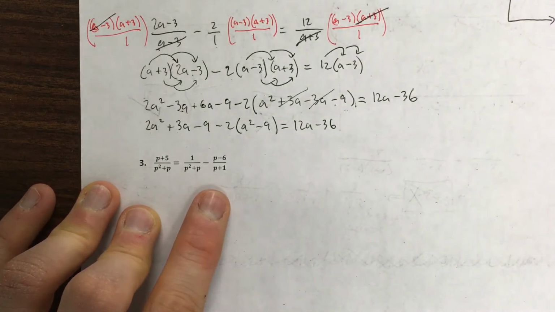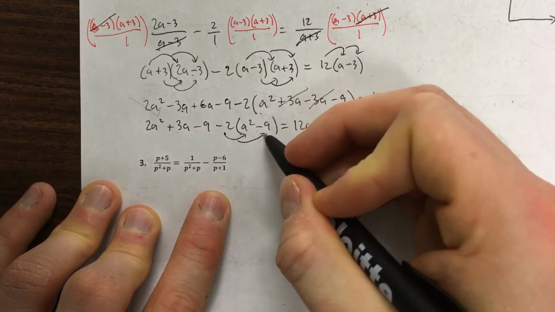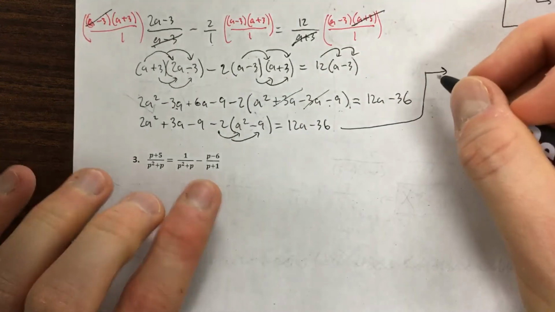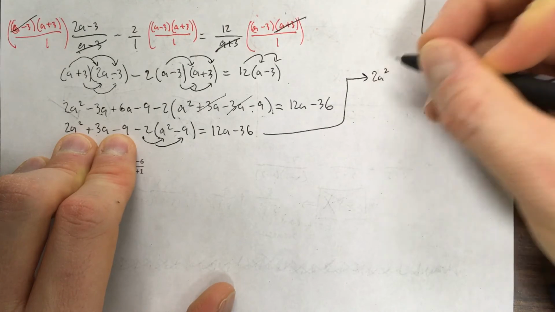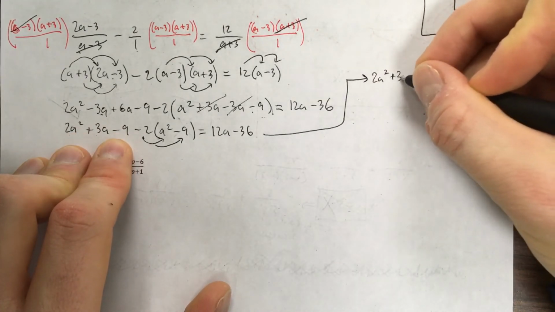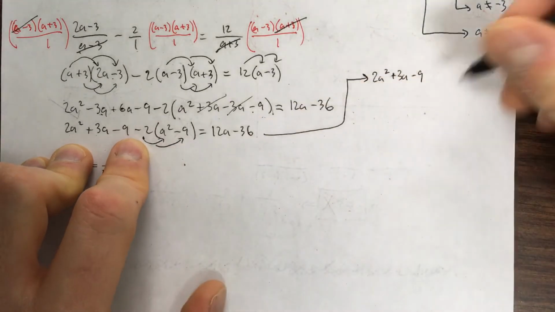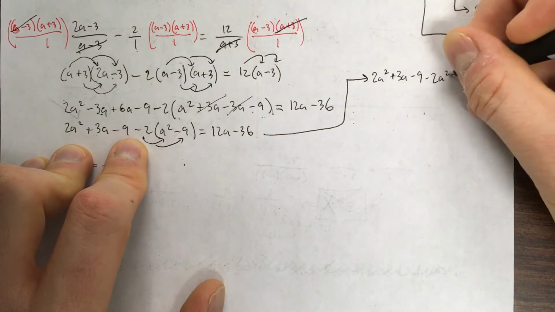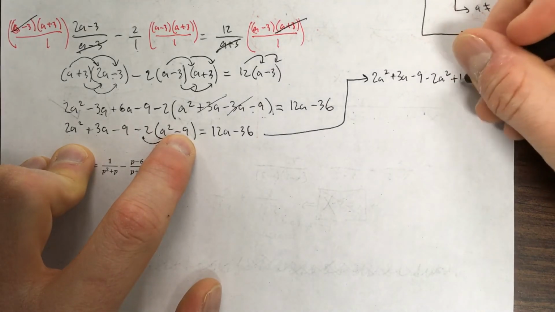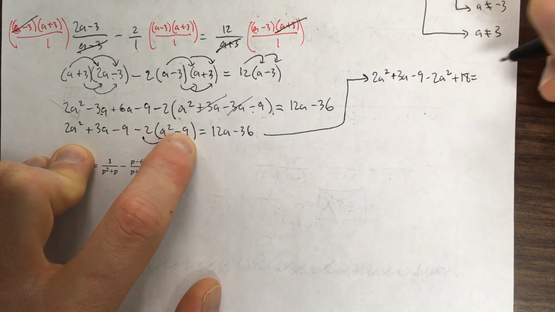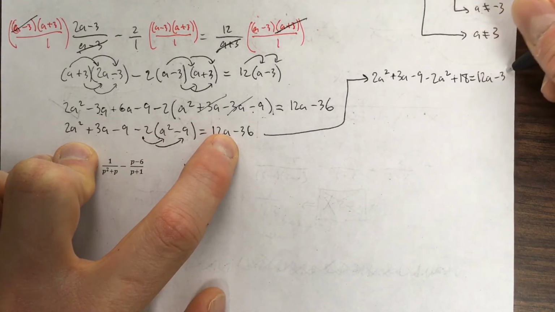Now we need to be careful from here when we distribute the negative 2 to a squared and the negative 9. I'm going to pull that over here. So we have 2a squared plus 3a minus 9. If we distribute the negative 2 to a squared, we would have minus 2a squared. Negative 2 times the negative 9 would give us positive 18. And that's going to equal 12a minus 36.